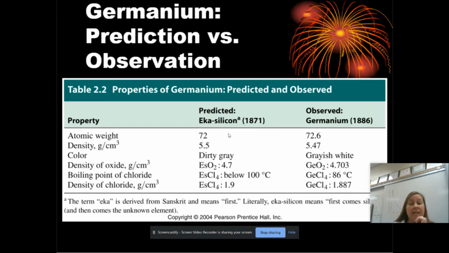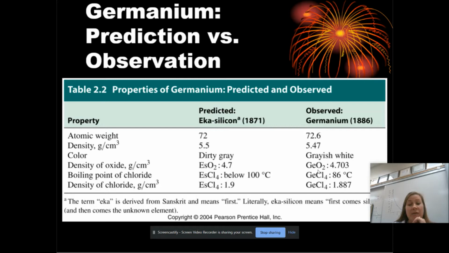And he didn't discover this element. Somebody else did, and that person was from Germany, and so they named it germanium, and they discovered it in 1886. And when they observed it, they made a bunch of measurements about it. What is its atomic weight? What is its density? And here is what they found.